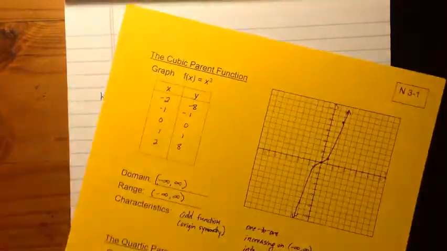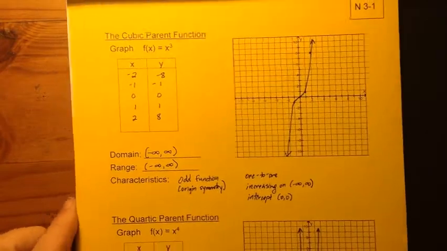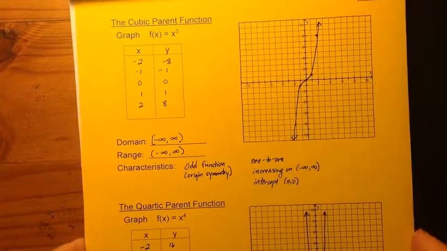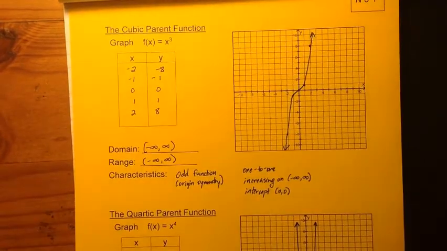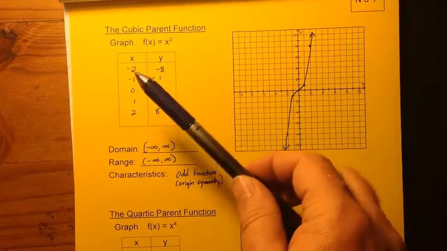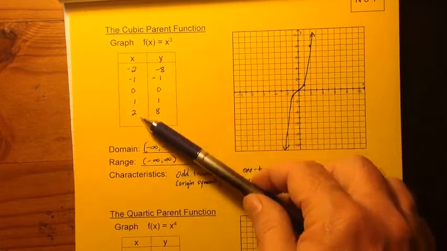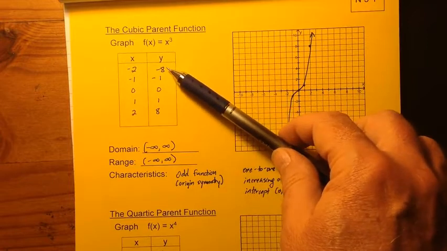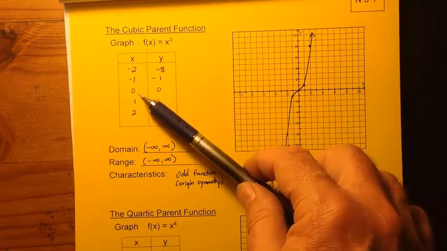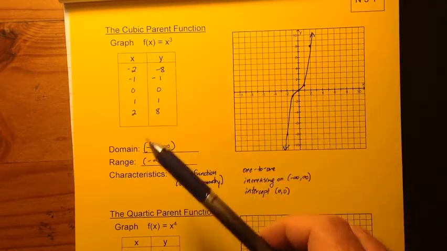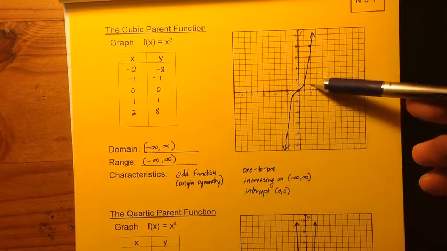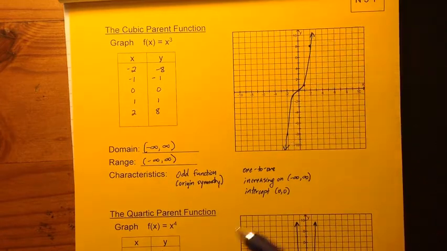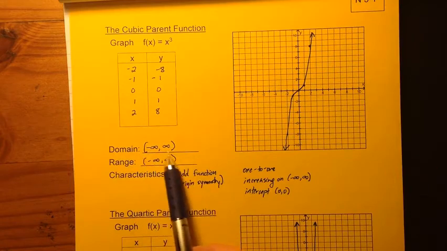Alright. So I kind of skipped ahead here, did a little pre-work. So f of x equals x cubed. I just put in the values negative 2 to positive 2 here. So negative 2 cubed is negative 8. Negative 1 becomes negative 1, 0 is 0, 1 is 1, and 2 is 8. Graph those. Here's my cubic function. Domain is all real numbers. Range is all real numbers. Goes down forever.